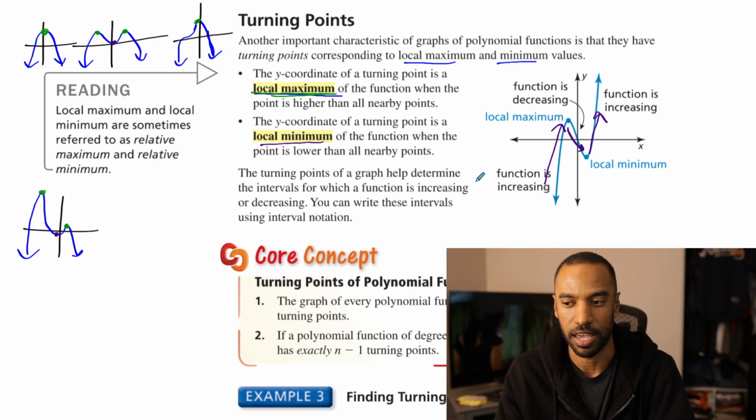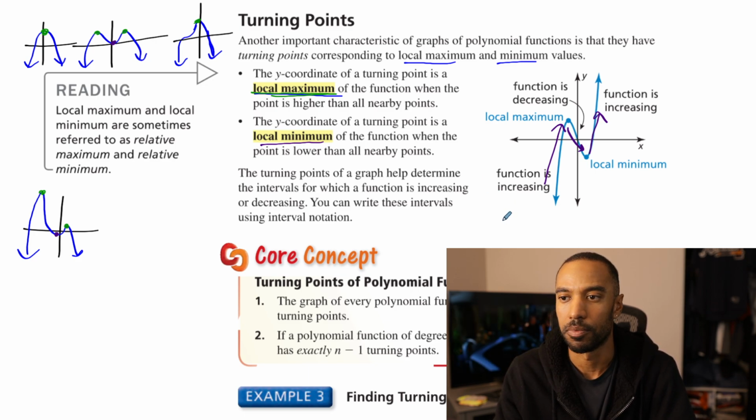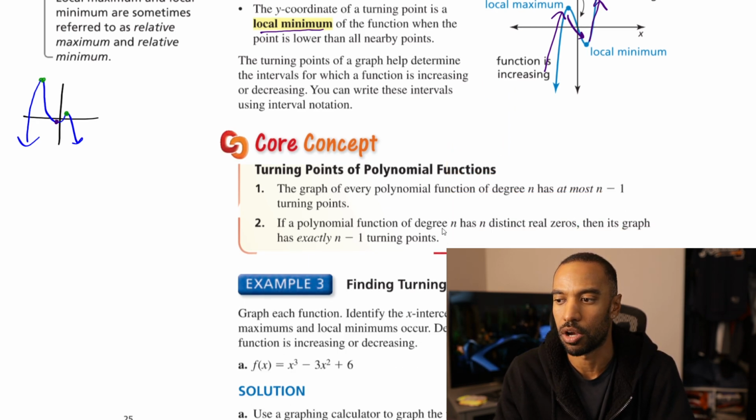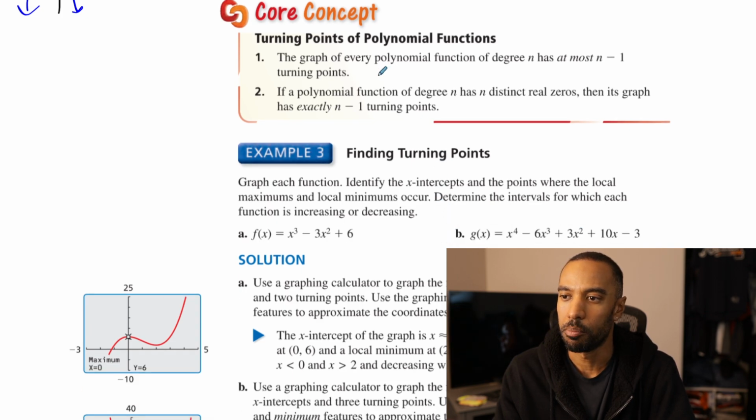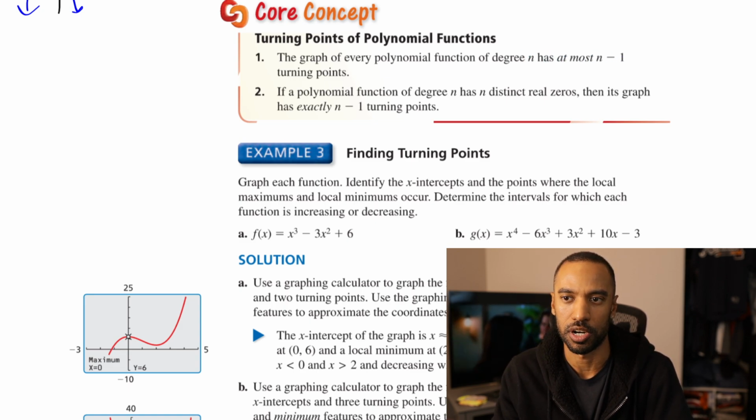And we can use a graphing calculator to do this. There's more that I want to say about it. We'll see what they're going to talk about right here. Turning points of polynomial functions. The graph of every polynomial function of degree n has at most n minus 1 turning points.